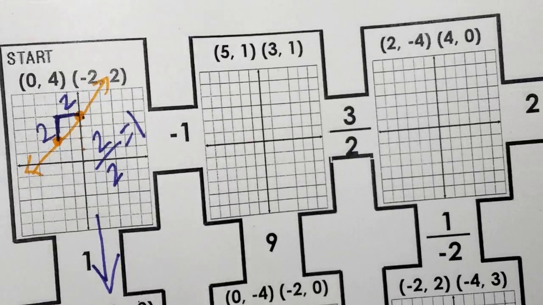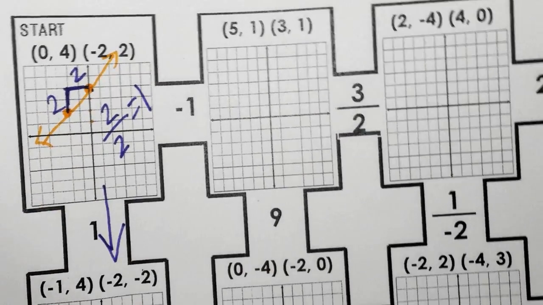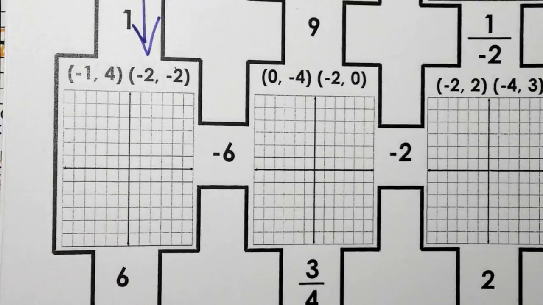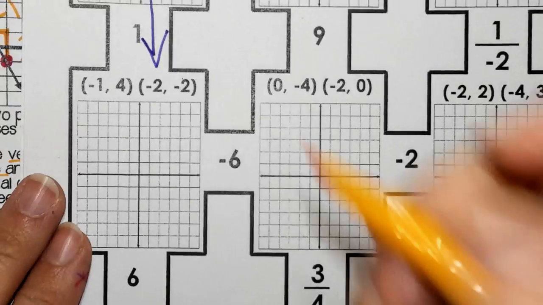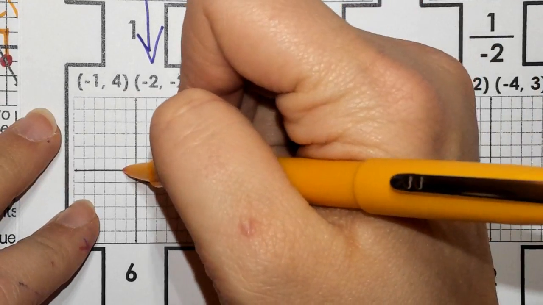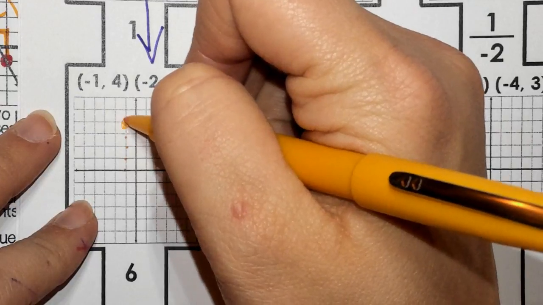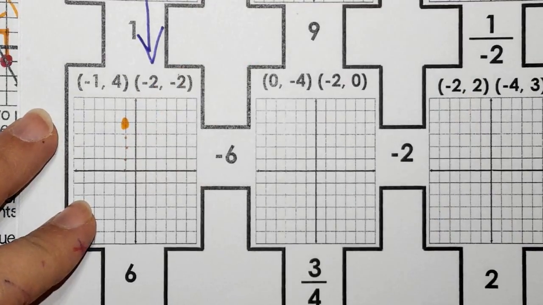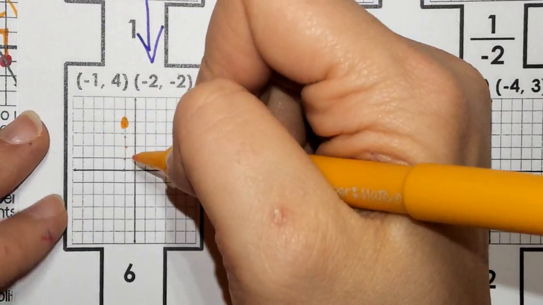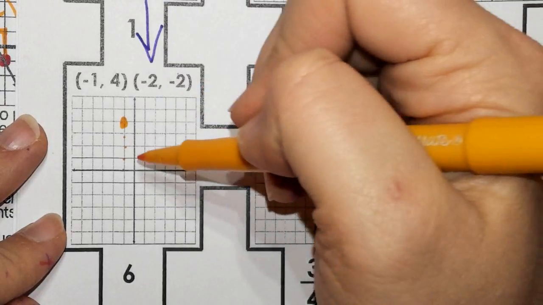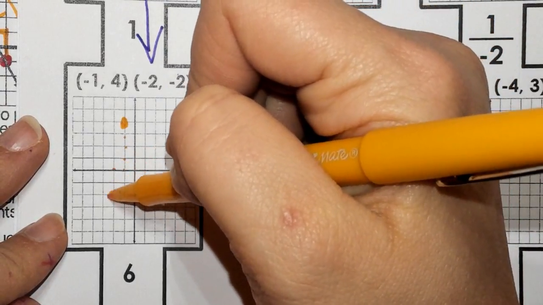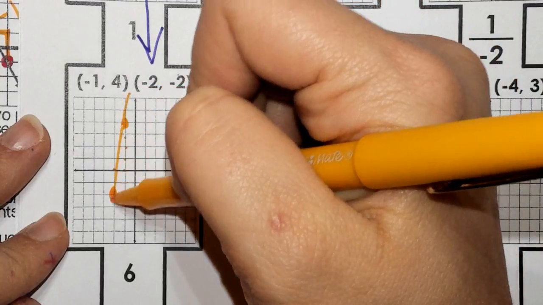You have to look. The next thing we have to do is plot the points of the next one. Where is negative 1, 4? Awesome. Take a point, Adam. And where's negative 2, negative 2? Left 2, down 2. All right, David, take a point. Connect those.